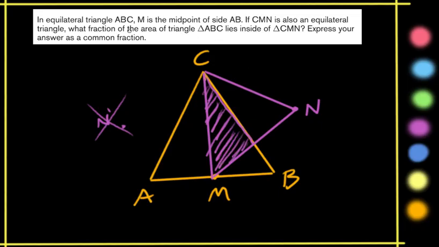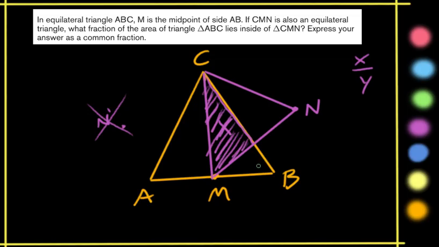They want to know what fraction of triangle ABC is inside here. So if this is area X and the area of the big triangle is Y, they want to know that X over Y. Okay, so let's see if we can figure that out.